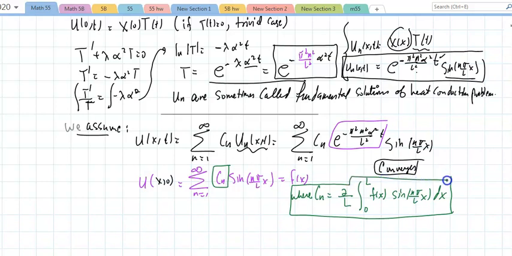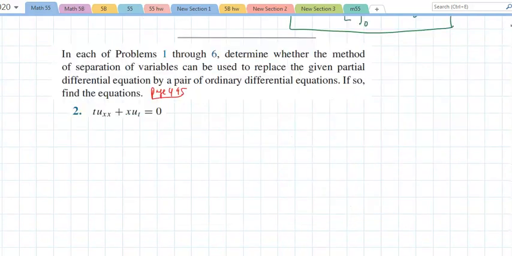And if you recall from 5b, finding the coefficient was tons of work, right? Taylor, all of these different things that we did back in the days. So now, let me work out a problem.